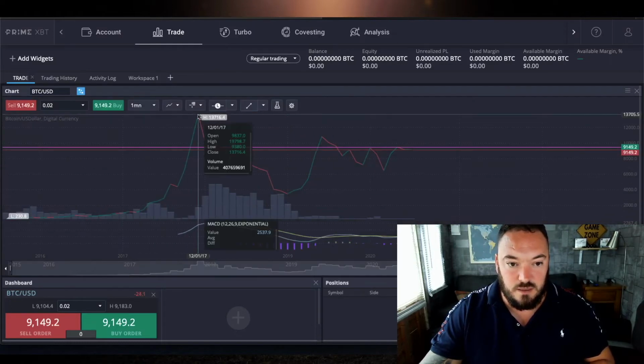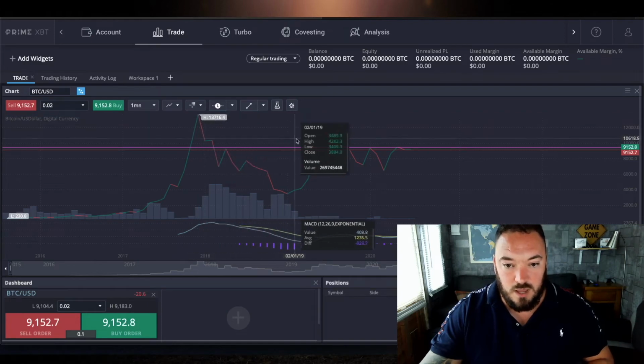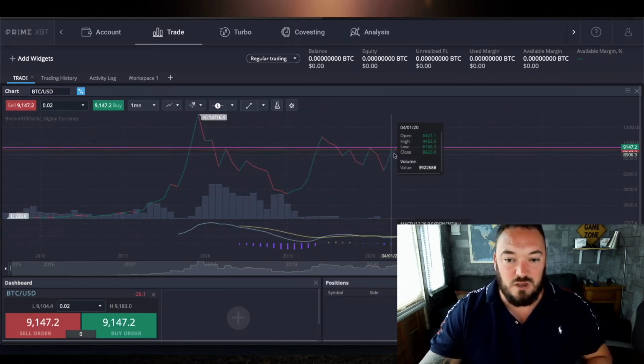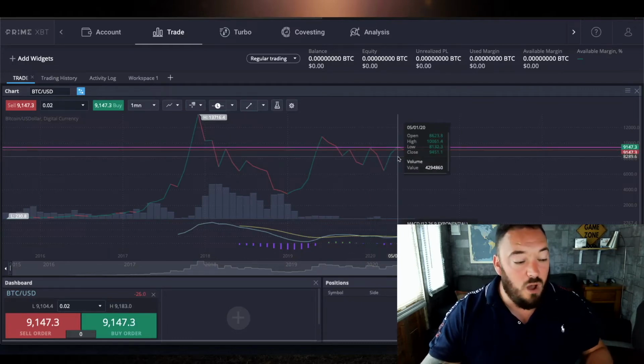You can see there that the peak of Bitcoin typically has been a downward trend. But we've been consolidating around this level now for quite a while.